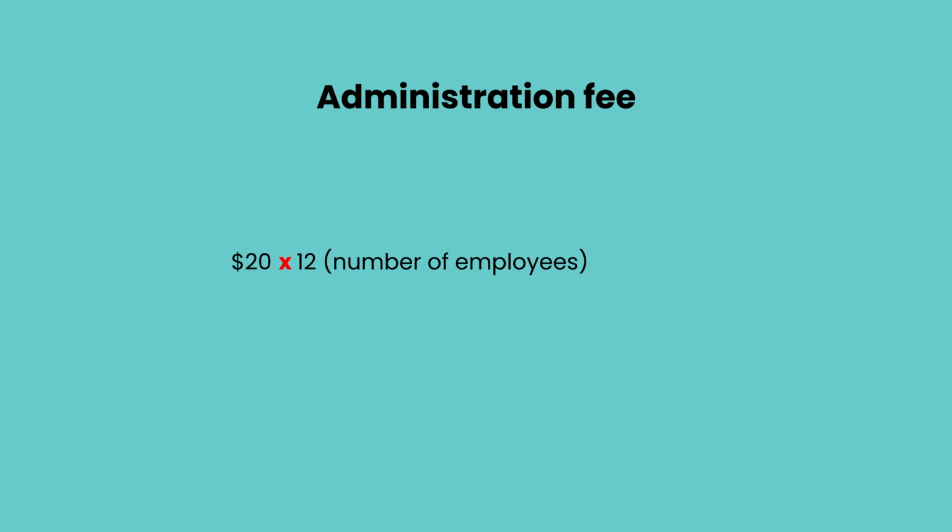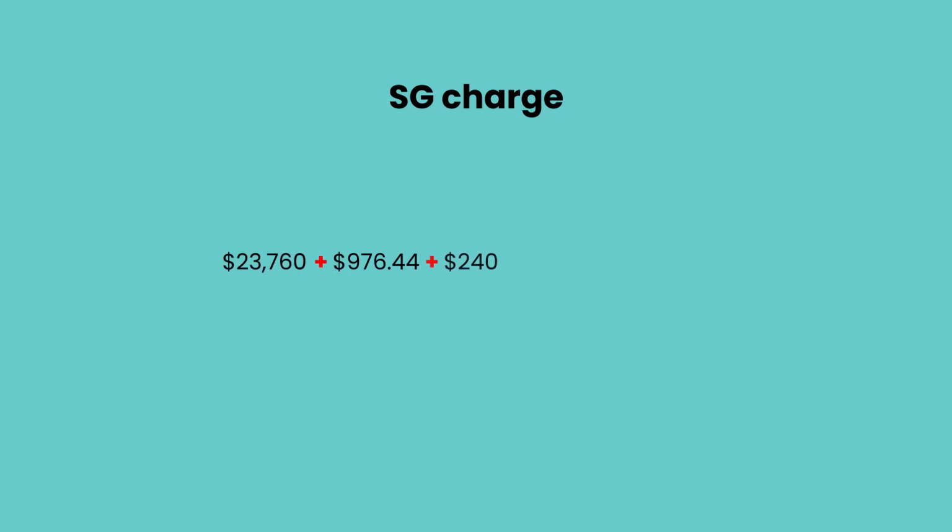That would mean the admin fee in this example would be $240. The superannuation guarantee charge is then calculated by adding the 3 amounts together. So you'd be liable to pay $24,976.44. Let me show you what you would have saved if you paid your super guarantee on time.